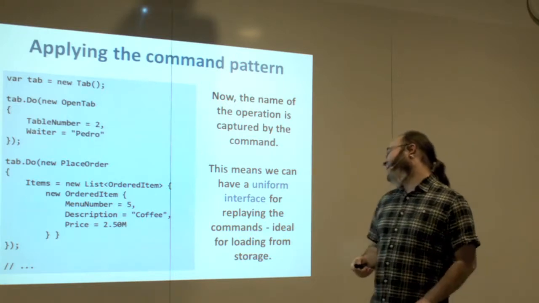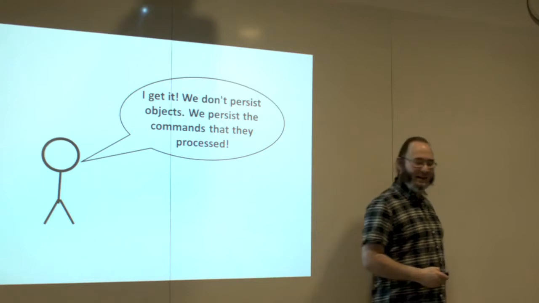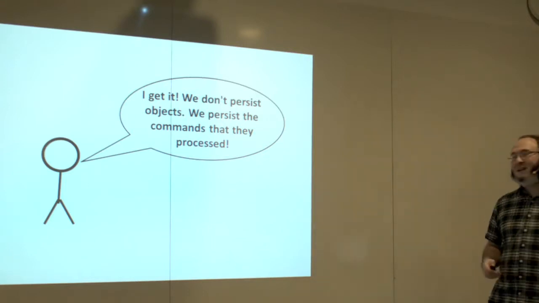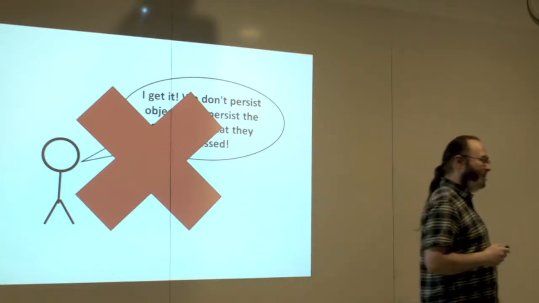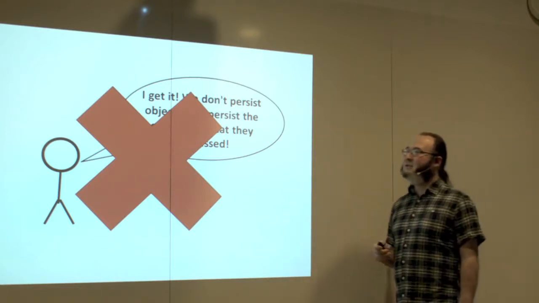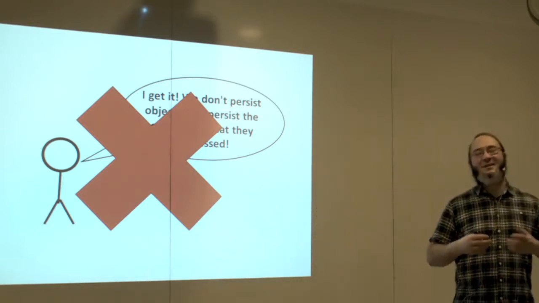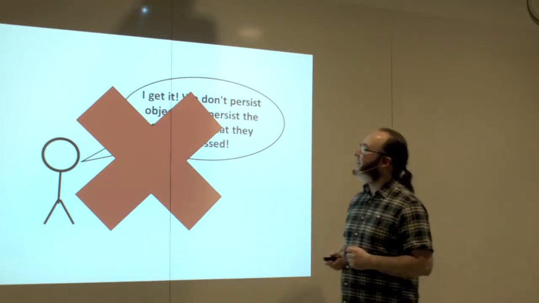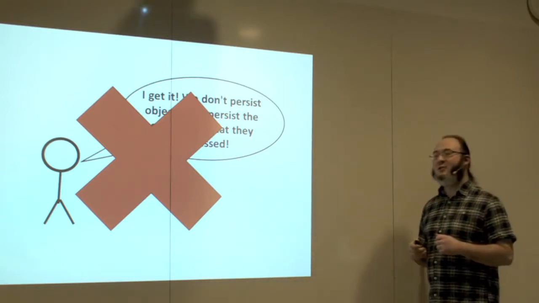But there's a problem with this. I say, I get it, let's persist those. And again, the answer is no. And the answer is no because you've tied your hands again. Just like we tied our hands by not being able to modify the state model last time, this time we've made it so we can never change the business rules. That also kind of sounds bad.